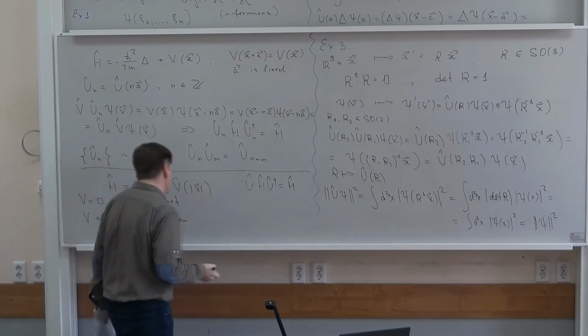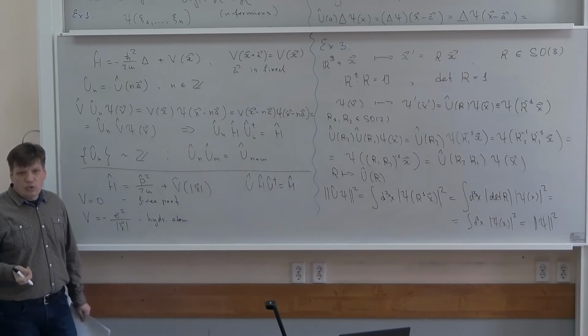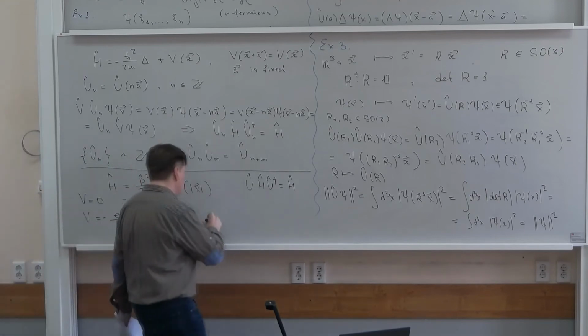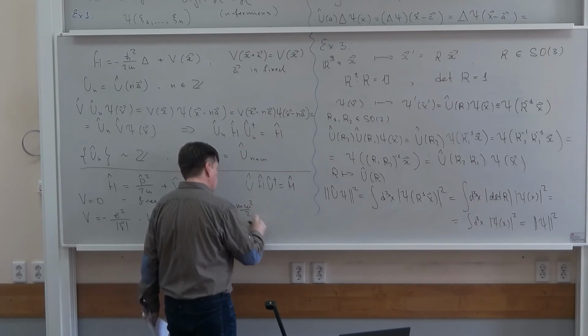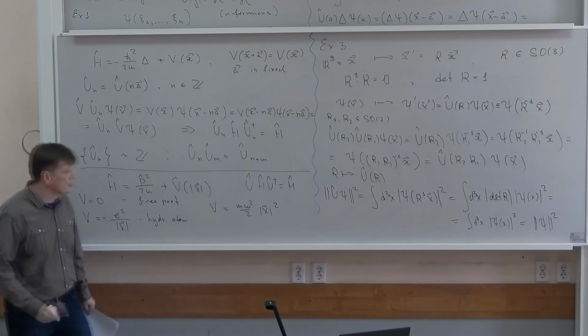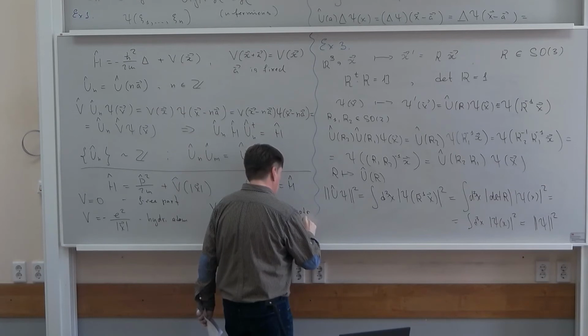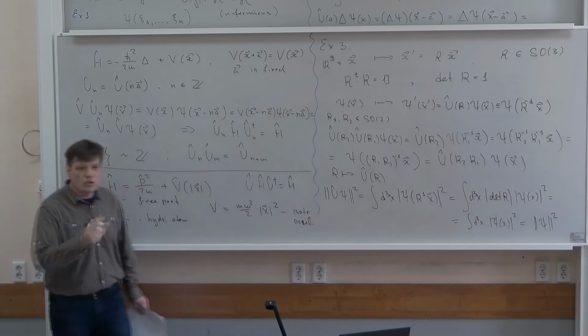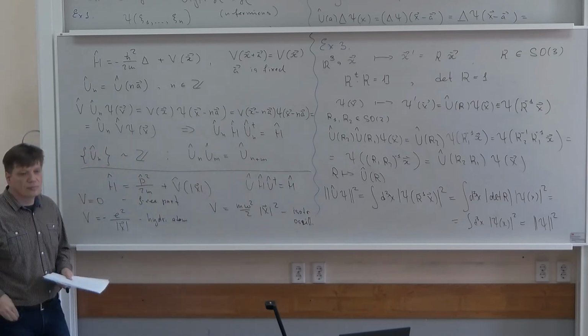And as a last example, we can consider the three-dimensional isotropic oscillator, for which the potential is given by m omega squared over 2 times x squared. Isotropic oscillator. Okay, questions? We can consider any spherically symmetric potential.